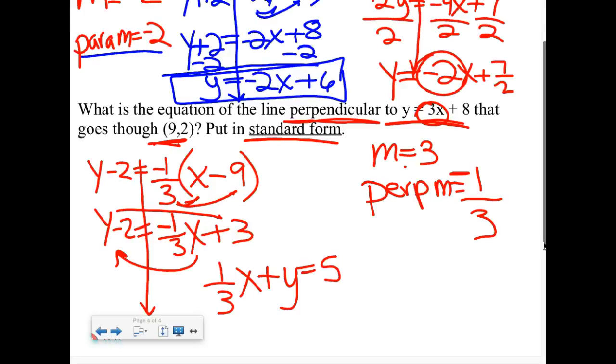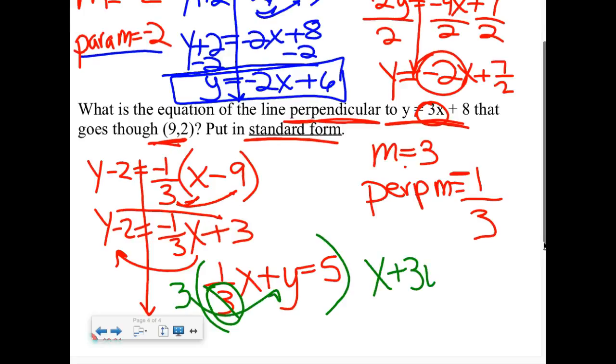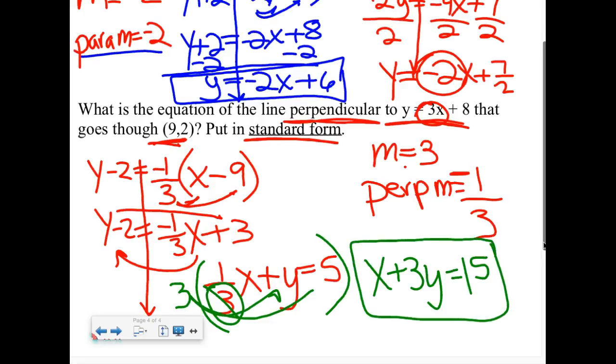Now again, we cannot have fractions. So I see a 3 here. So that means I'm going to multiply everything by 3. When I do that, these cancel, so I'm just going to have x. This 3 is going to go to this y, so I'm going to have plus 3y. And it's also going to go to that 5, so I'm going to have equals 15. And there we go. All right, so that is how we find parallel and perpendicular lines.